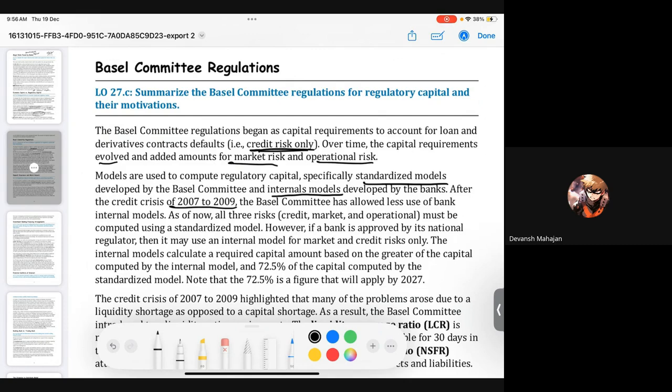Okay. As of now, all three risks must be computed using a standardized model. If a bank is approved by its national regulator, then only it may use an internal model for market and credit risk. Remember, especially क्योंकि MCQ है, operational risk, no internal model. Internal model, if at all, can only be used for market and credit risks, and that also if the national regulator has approved. Okay.